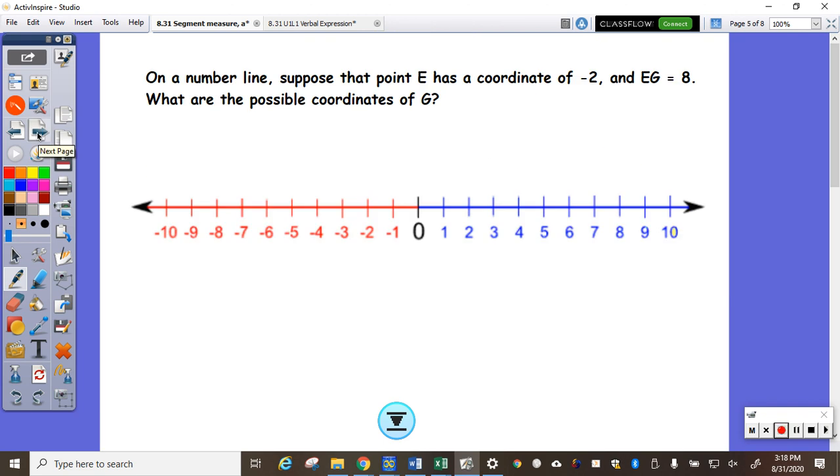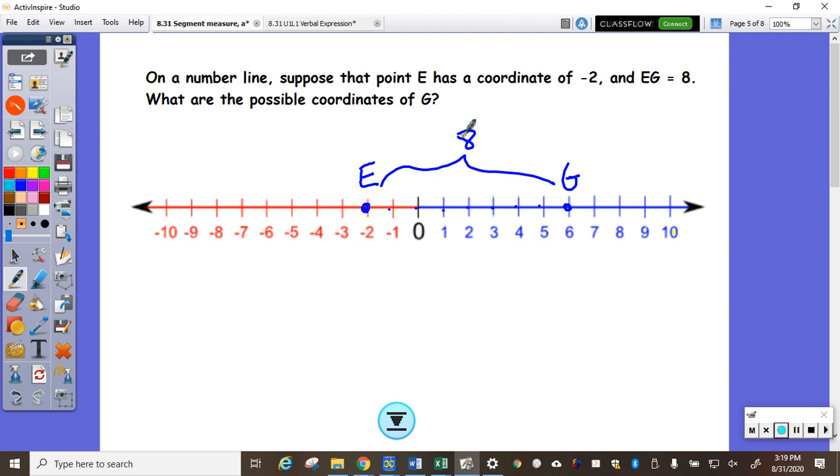So distance is always positive. That's how I take the absolute value of it. So suppose that point E has a coordinate of -2 and EG is 8. What are the possible coordinates of G? Well, if this is E, then if I count 1, 2, 3, 4, 5, 6, 7, 8, I could put G over here. That's 8 units away.